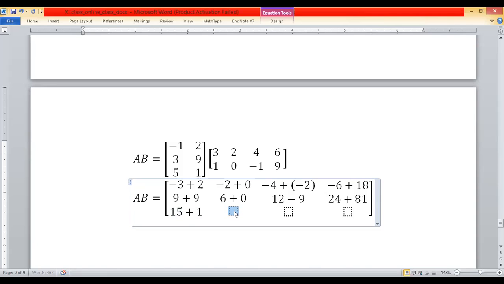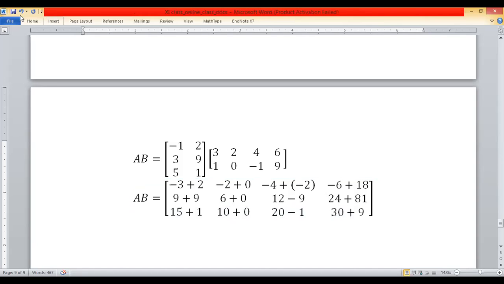5 times 2 is 10, plus 1 times 0 is 0. Then 5 times 4 is 20. And 1 times minus 1 is minus 1. 5 times 6 is 30. And plus 1 times 9 is 9. So this is the procedure of multiplication of two matrices. कोई क्वेश्चन है तो पूछ लें. No, sir.